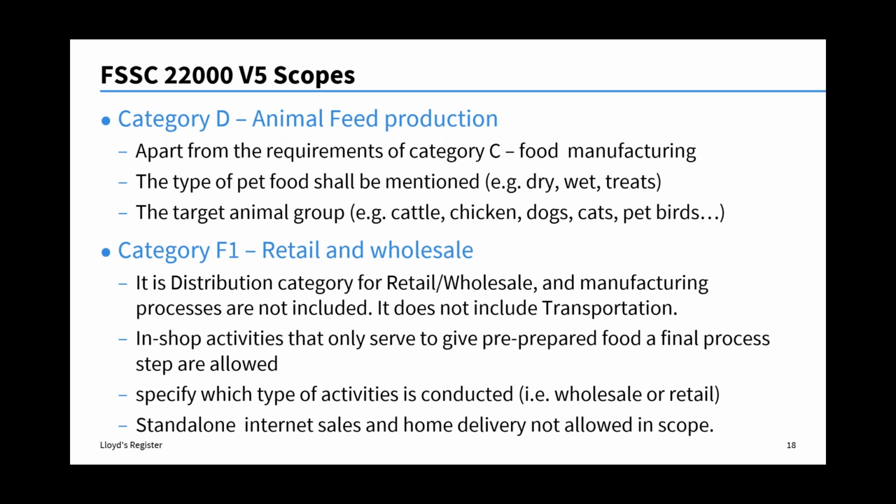If a company is doing, along with a shop, internet sales, or if they are doing home delivery, then it is included in the scope. But if it is a standalone internet sale or a standalone home delivery, then that does not come under the scope of retail and wholesale, and it is not allowed within the scope of FSSC 22000.